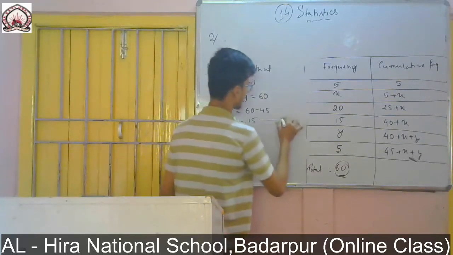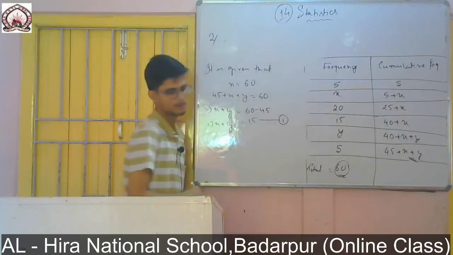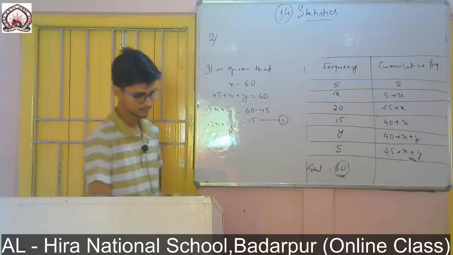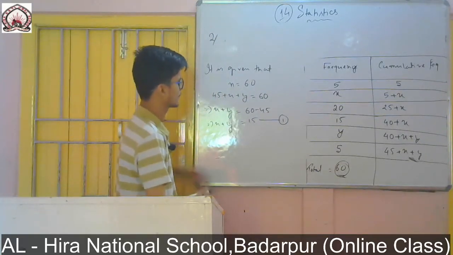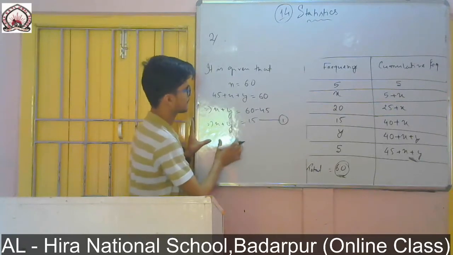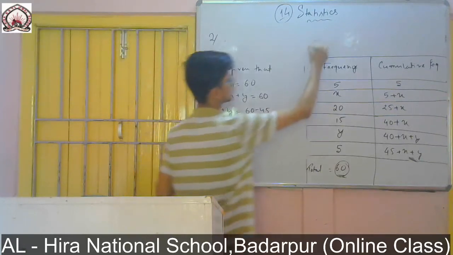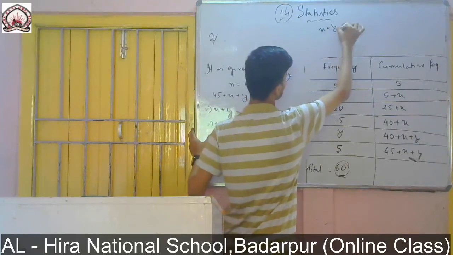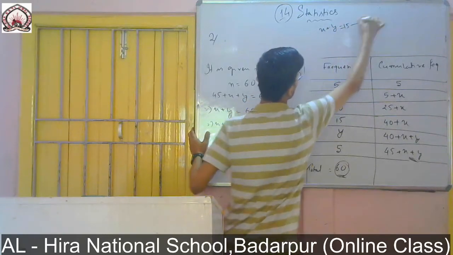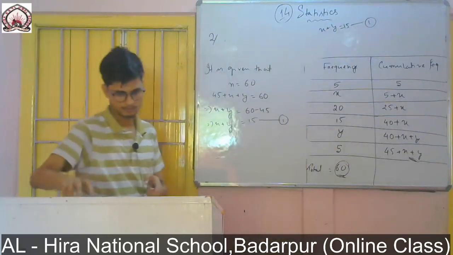So x plus y is equal to 15. You label it as equation number 1. Up to this much is finished. So you remember this one: x plus y is equal to 15. Okay, now I will erase this and do the other part.